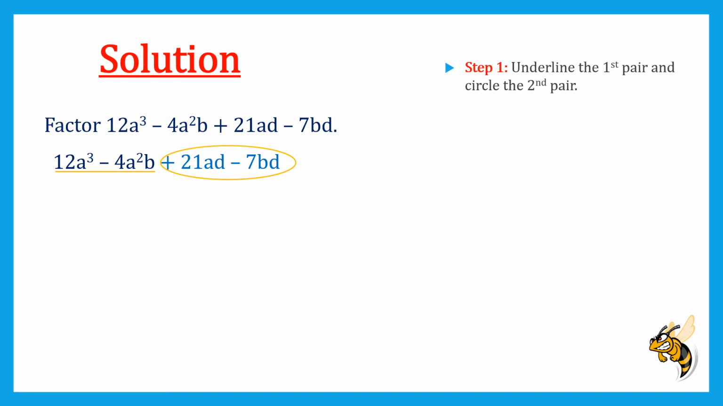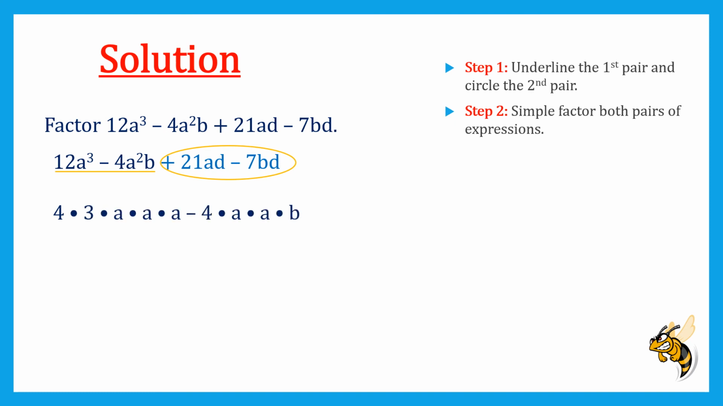We can see between the 12 and the 4, the 4 is the biggest number that is common to both numbers. So therefore it will be 4 times 3 times a times a times a minus 4 times a times a times b. I can see that both terms have a 4 in common, and they also have 2 a's in common. So the greatest common factor for the first pair is 4a squared. And everything else goes in the parentheses, so it starts from left to right. So it will be 3a followed by a minus followed by b.